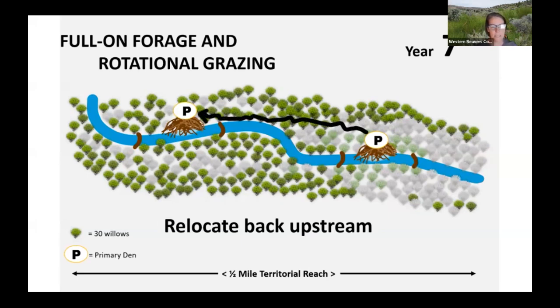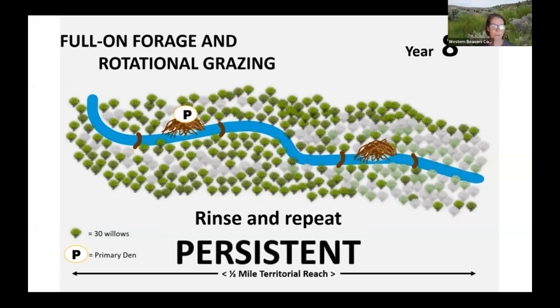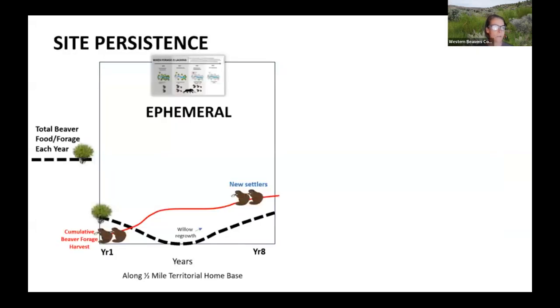So this just gives an example, kind of rinse and repeat, of what this site might look like over time. This is a functioning beaver managed floodplain. It persists indefinitely and all function is returned in a state of dynamic equilibrium. So this is really my destination for a beaver managed floodplain.